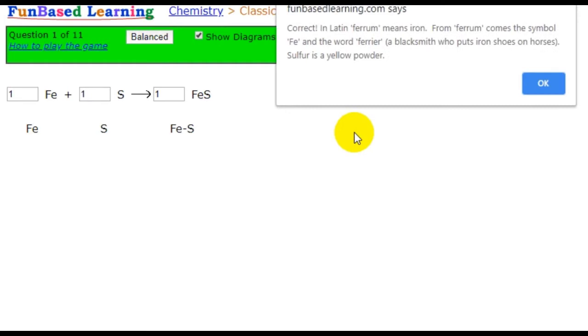All right, correct. Good job, guys. In Latin, ferrum means iron. From ferrum comes the symbol Fe and the word ferrier, a blacksmith who puts iron shoes on horses. Also, sulfur is a yellow powder. So this is the reason why iron starts with Fe, because it uses the Latin root ferrum instead of Ir or I. That's why some of the elements use the Latin root, so that's why the symbol is different from the element's name.